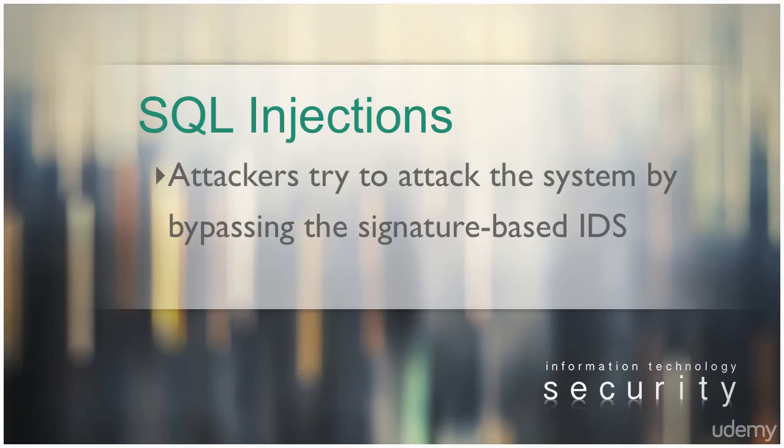This is done in network-based and signature-based NIDS systems. So attackers try to attack the system by bypassing the signature-based IDS. Then they try to obscure the input strings to avoid detection.